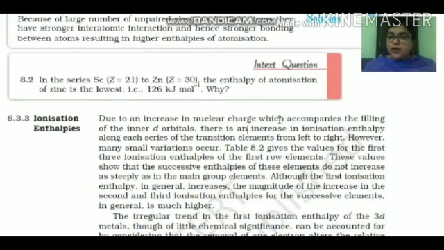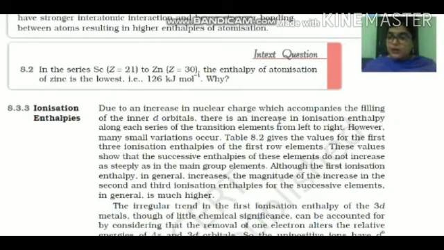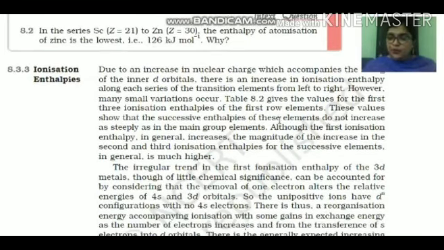Why? Because children, we have already discussed that when electrons enter the d orbitals, the electrons present in d orbitals show a shielding effect. As a result of that, the valence electron will experience less attraction from the nuclear charge. Nuclear charge increases from left to right, but an opposing factor is also there, that is the shielding effect. As a result, nuclear charge increases from left to right, but the increase in ionization enthalpy is quite slow.